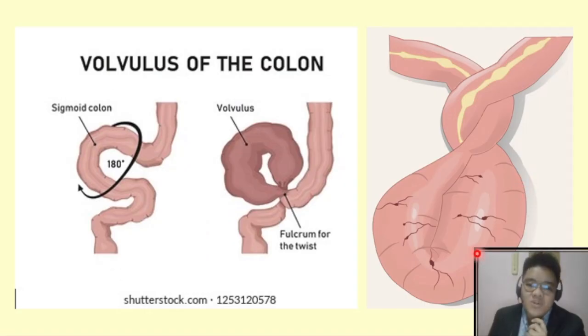Then you have your volvulus of the colon. In volvulus, there is twisting of the colon. They're citing an example, the sigmoid colon. The part of the sigmoid was twisted. On that part that twisted, food, fecal matter, or chyme will not be able to pass through. Hence, it would appear as an obstruction.